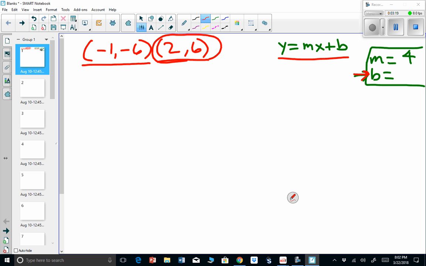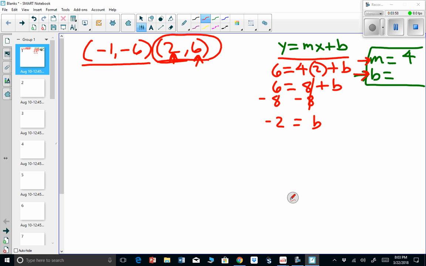So you take y equals mx plus b, and you plug in m, x, and y. So for y, we're going to put 6. For m, we're going to put 4, and that's multiplied by x, which is 2, plus b, which is the thing we do not know. Now we know how to solve for b. The next step would be 6 equals 8 plus b. Now to get b by itself, we're going to subtract 8 from both sides, leaving us with b equals -2.